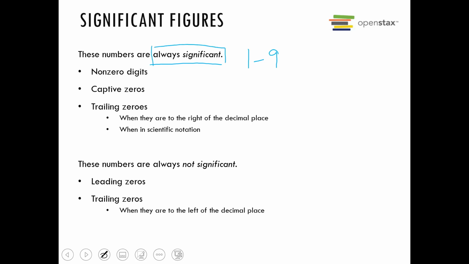What that means is if I have a non-zero number, let's say 1, 0, 9. Let's say I had 109. This 0 is captive between the 1 and the 9. The 1 and the 9 are significant always. Any number between 1 and 9 is always significant, and any zeros that are captive, or sometimes I say sandwiched zeros. So the number 109 would have 3 sig figs.